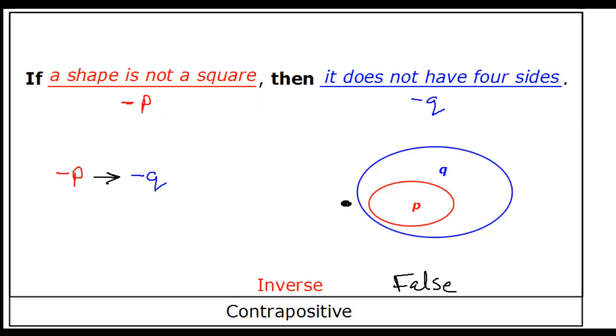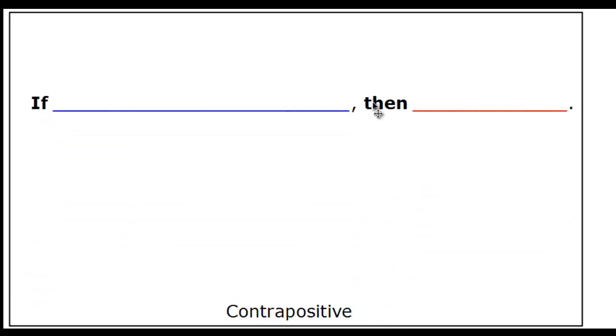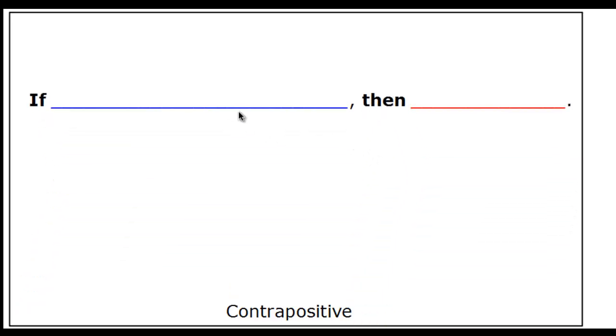Okay, now the last one is the contrapositive. Okay, the contrapositive, once again, it's an if and then statement. And you'll see that my blue and my red are switched again. So now I'm going to have my P and my Q flip-flopped. But I'm also going to negate them. So I'm going to have negative Q and negative P.